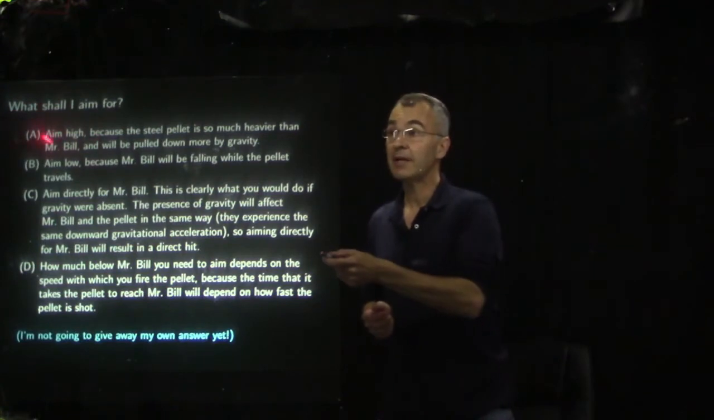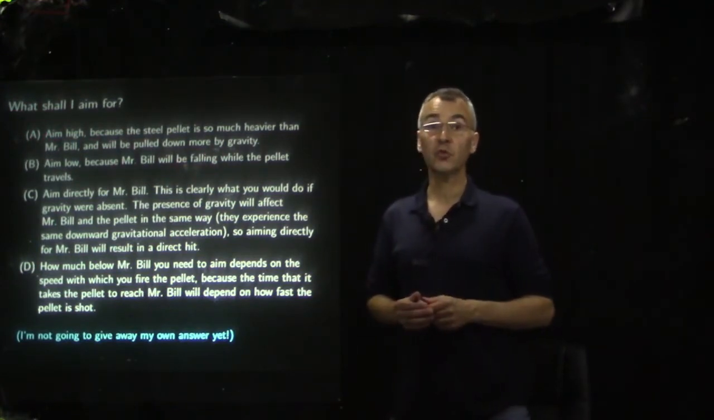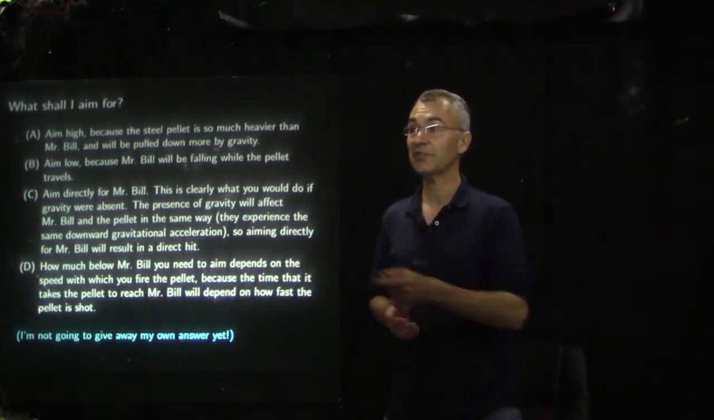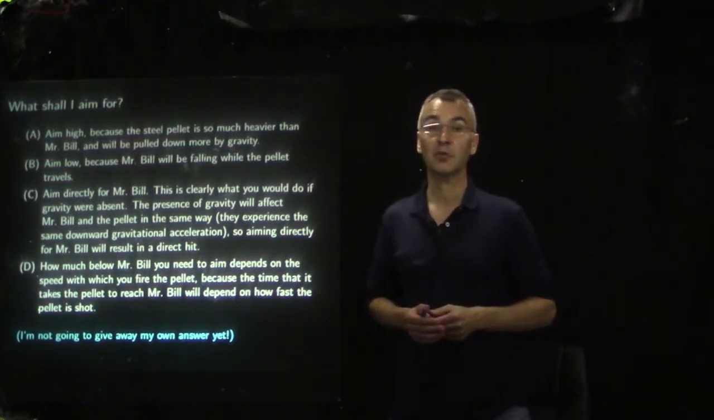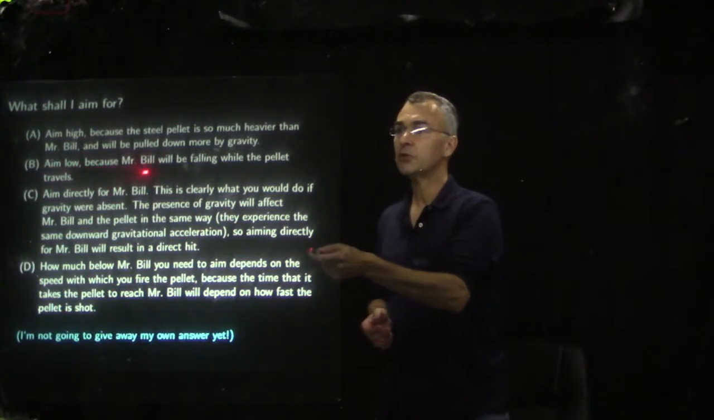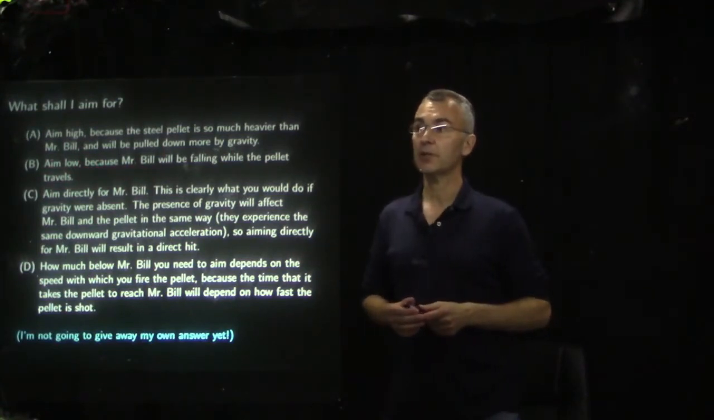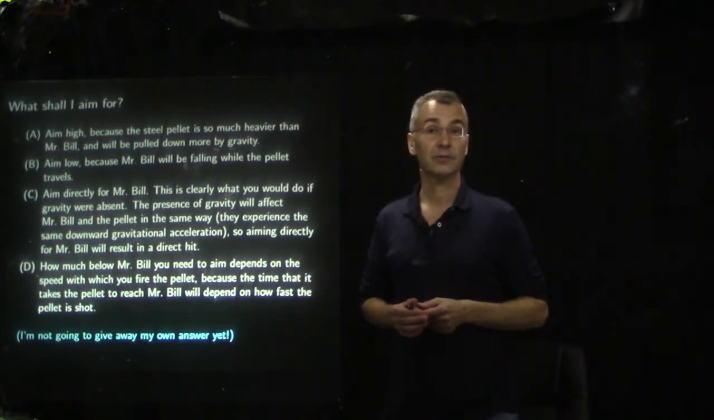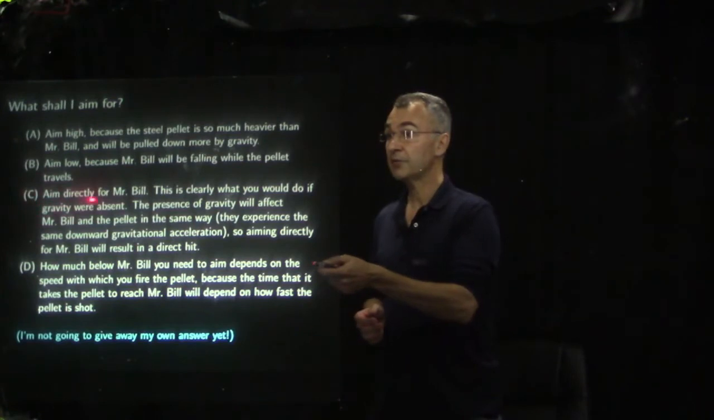Well, maybe I should aim high, because the steel pellet is so much more massive and so much heavier than Mr. Bill that it will be pulled down more by gravity. Maybe I should aim low, because Mr. Bill will be falling while the pellet travels. Well, Mr. Bill will indeed be falling while the pellet travels, but maybe the pellet will also be falling while it travels.